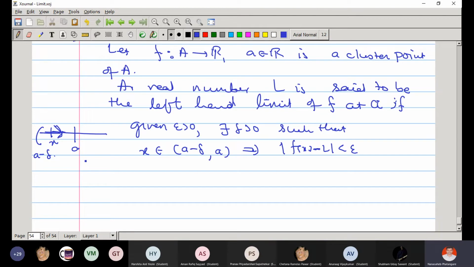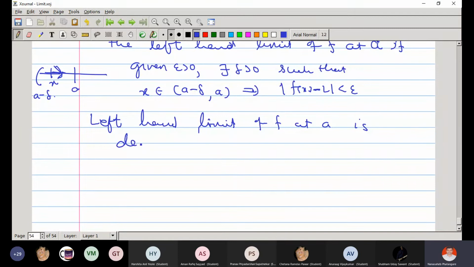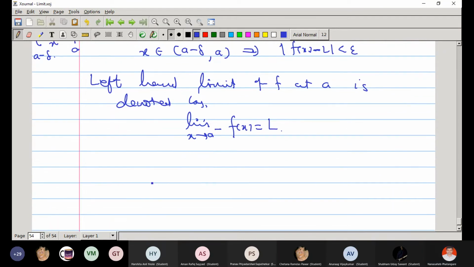Right. So if this happens for every epsilon, can we produce delta? So then it exists. So the left hand limit of f at A is denoted by limit x tends to A minus f(x). So limit x tends to A minus f(x) is equal to L. Right.